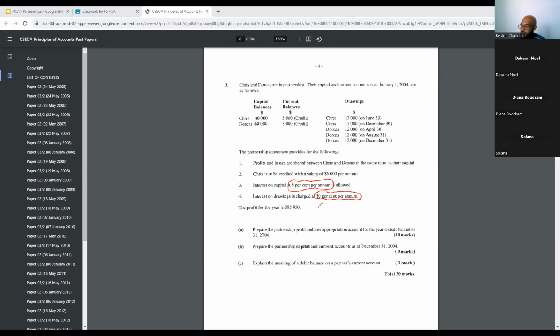This is really what I wanted to circle. 10% per annum. Why am I circling that and saying that? Because if we look at the question, they're telling you the date on which Chris drew the money. So the interest on drawings is 10% per annum, but if he's drawing halfway through the year, then we need to adjust accordingly. Right? Dorcas, 30th of April, 31st of August, we had to adjust accordingly.